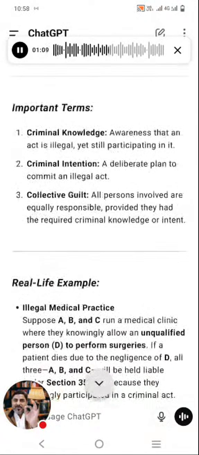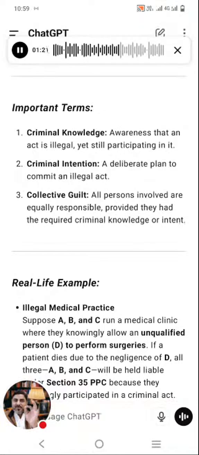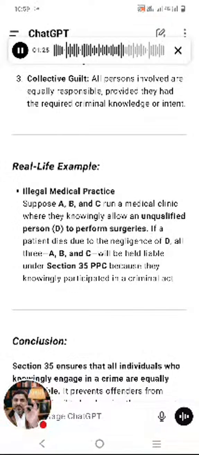Important terms. 1. Criminal knowledge. Awareness that an act is illegal, yet still participating in it. 2. Criminal intention. A deliberate plan to commit an illegal act. 3. Collective guilt. All persons involved are equally responsible, provided they had the required criminal knowledge or intent.